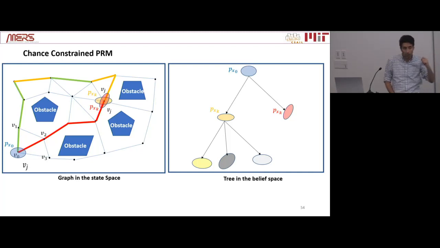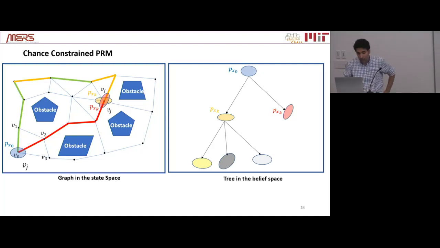So each time, if I'm given a distribution, we have to grow a tree, propagate the uncertainties, and repeat the old calculation to find the path. So there is no point to use a PRM if we have uncertainty, right? Do you see this problem? So we want to construct a graph in belief space, not a tree. If we want to work with a tree, we can go back and use RRT star.